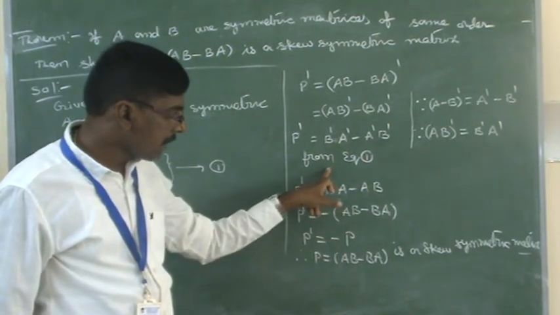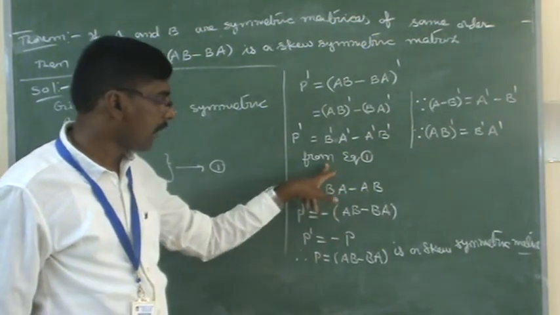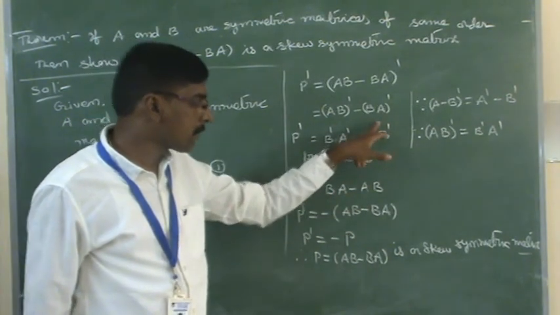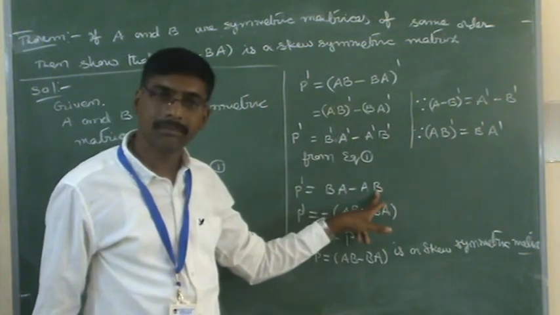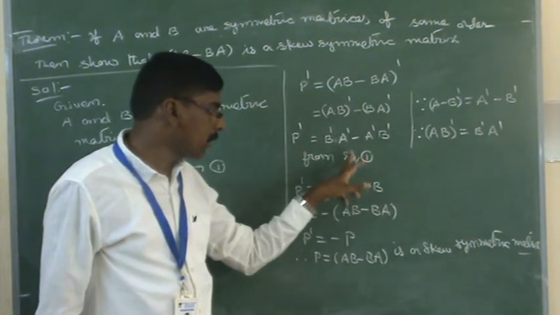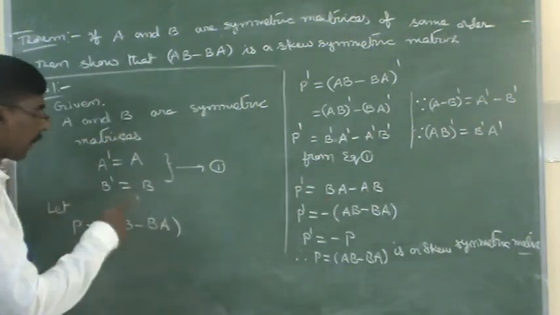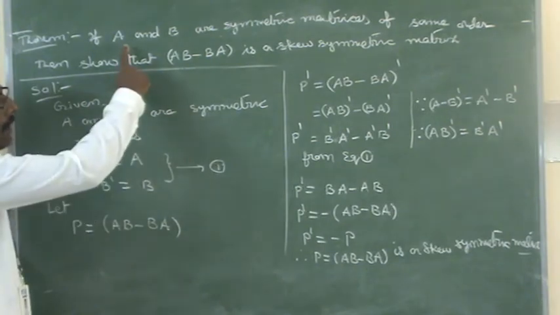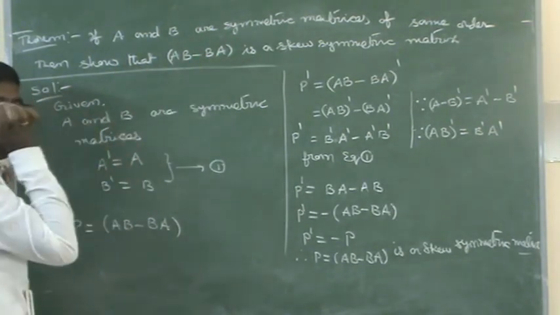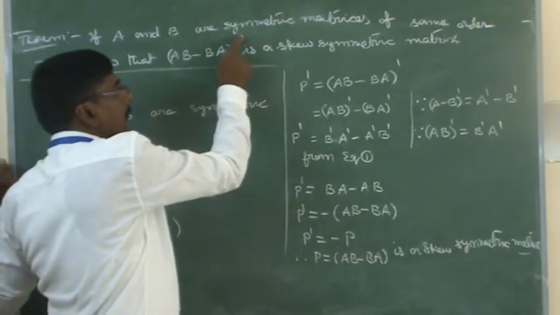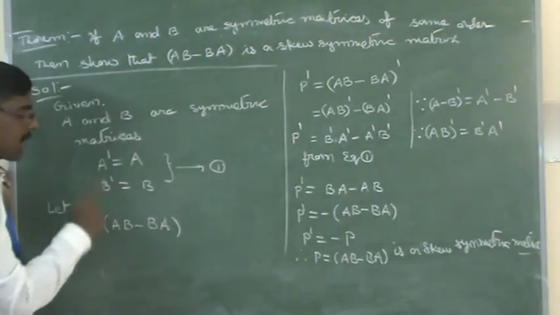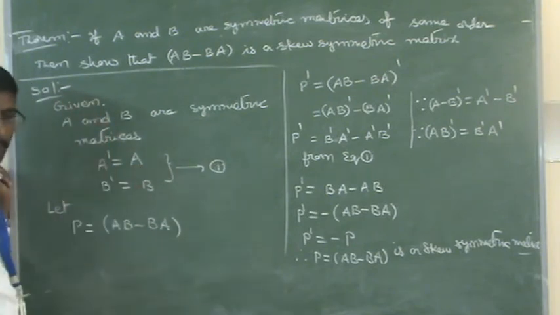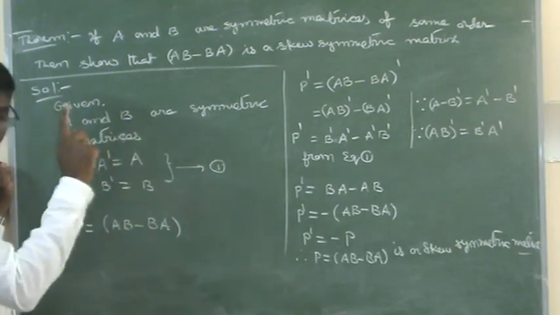Here only we are getting a little bit of confusion: B transpose A transpose minus A transpose B transpose. How are we getting this? Simple concept. From this step to this step we get it because of equation number 1. Equation number 1 says that A and B are symmetric matrices. What is the meaning of A and B being symmetric matrices? A transpose is equal to A, and B transpose is equal to B. Simple logic, but the theorem is very important.